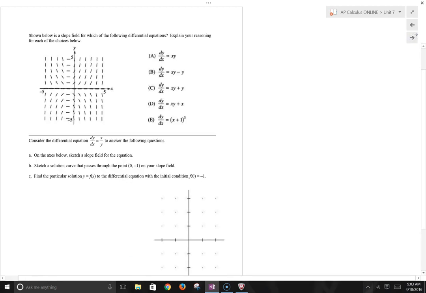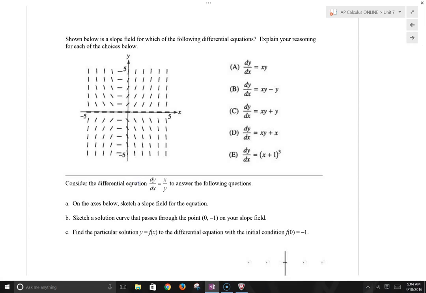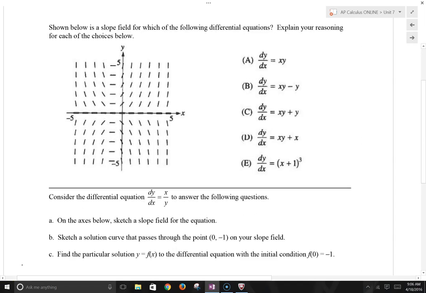Alright. Here's a good question for you to answer. Shown below is a slope field for which of the following differential equations? Explain your reasoning for each of the choices below. So, what are you going to do to solve this one?